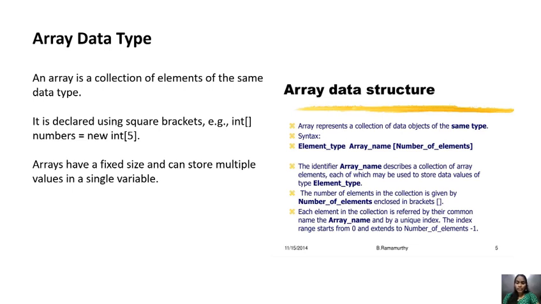The identifier array name describes a collection of array elements, each of which may be used to store data values of type element type. The number of elements in the collection is given by the number of elements enclosed in brackets. Each element in the collection is referred to by the common array name and a unique index. The index range starts from 0 and extends up to the number of elements.